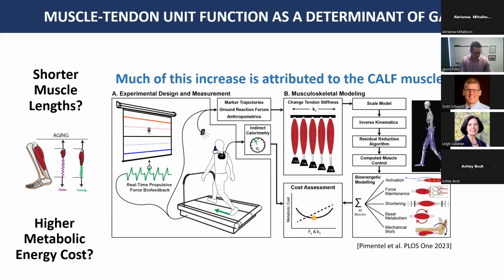But let's go a little bit deeper. We've actually used musculoskeletal modeling and simulation. I won't get into too much detail on this work, but you can actually simulate the amount of oxygen being consumed by individual muscles, and we can do that at varied tendon stiffness to show that much of the increase in whole body metabolic energy cost is actually attributed to an increased cost to operate the calf muscles themselves. But let's go even deeper.